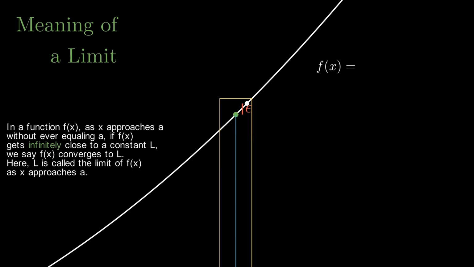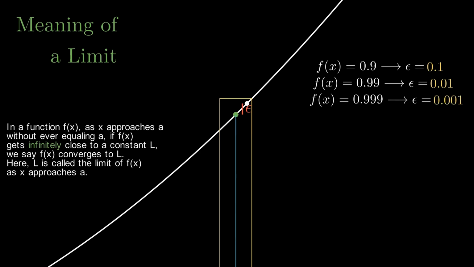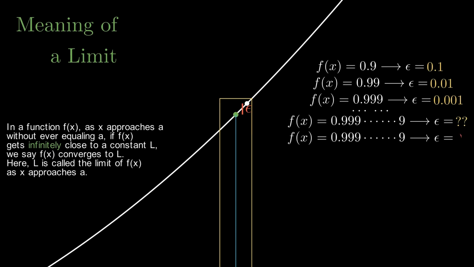If f(x) reaches 0.9, then epsilon, the margin from the limit, is 0.1. If f(x) reaches 0.99, that margin drops to 0.01. If f(x) reaches 0.999, the margin becomes 0.001. Since these are still far too large to count as infinitely, we repeat this process infinitely. If we do this infinitely, what will the difference eventually become? Surprisingly, the difference converges exactly to 0.